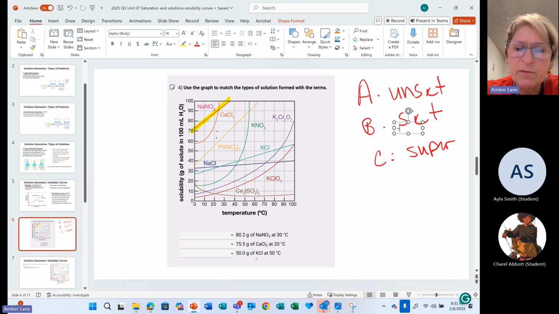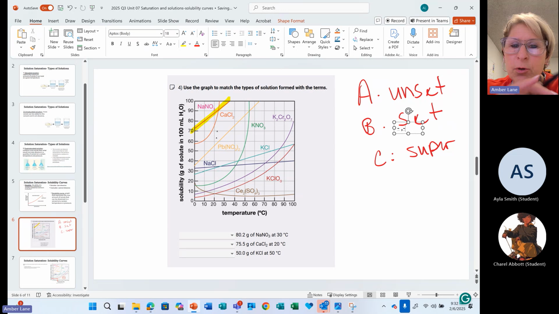So then we're going to find calcium chloride. Here's my line for calcium chloride. And I'm going to go over 50 degrees and up 50 grams. So over 50 degrees and up 50 grams, which will be right about here, right? So since that's above, I don't know what my computer's doing. So since it's above the solubility curve for sodium chloride, that's considered to be a supersaturated solution.